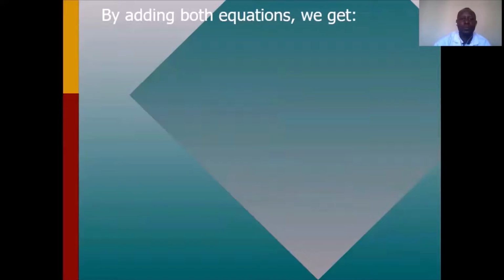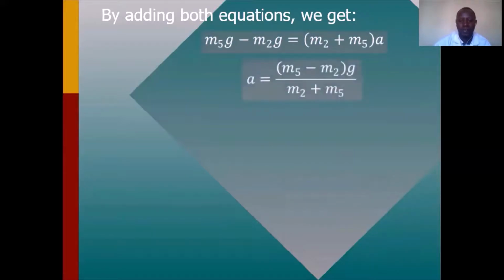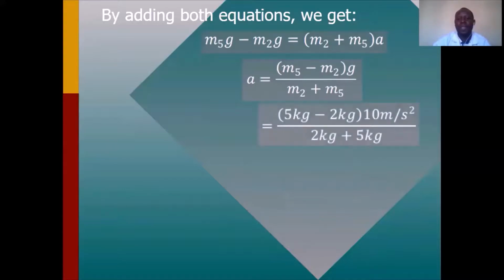Adding the two equations, we get this. From this equation, we are going to calculate the acceleration of the system. Acceleration will be the difference of weight, the biggest weight minus the smallest weight, divided by the sum of both masses. That is 5 minus 2 times 10 over 2 plus 5. We are going to get 4.285 meters per second squared.